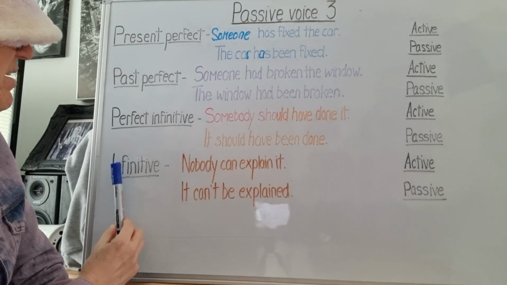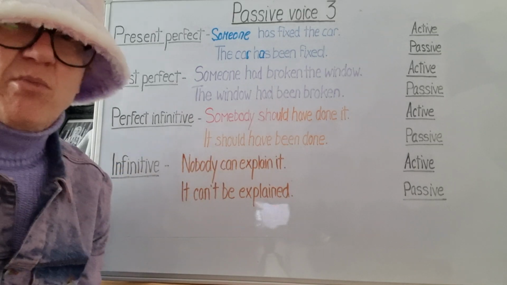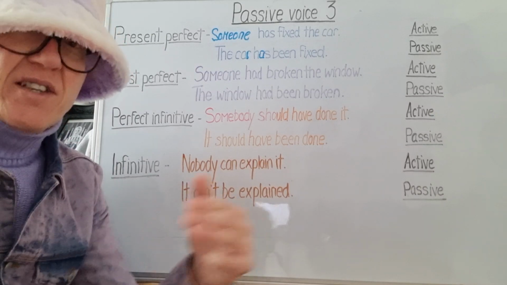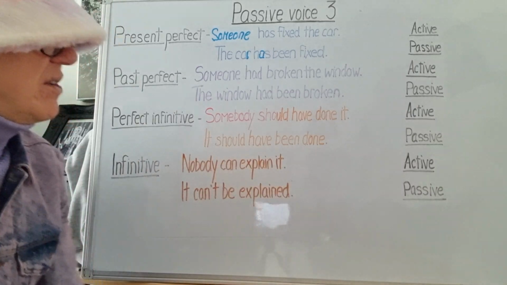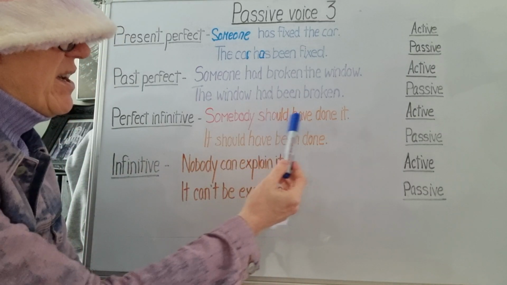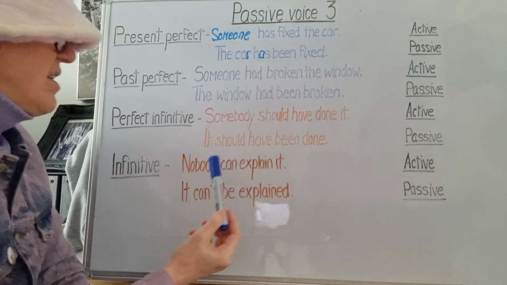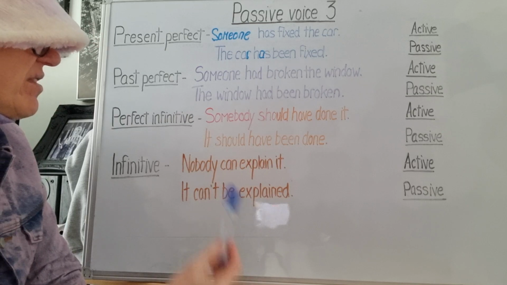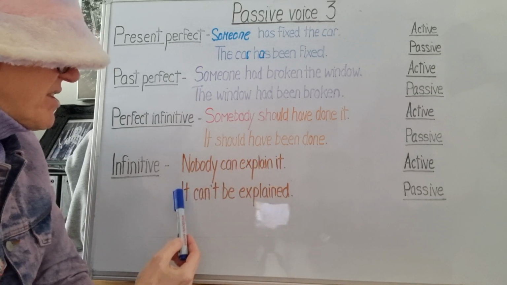Right, the infinitive now. Now, when you're using modal verbs in the present or future, then you would use the infinitive, because modal verbs are always followed by the infinitive without to. Okay, here, modal verb, here, the infinitive without to. This is the perfect infinitive. Okay, nobody can explain it. That's active. Nobody can explain it. It, object becomes the subject.